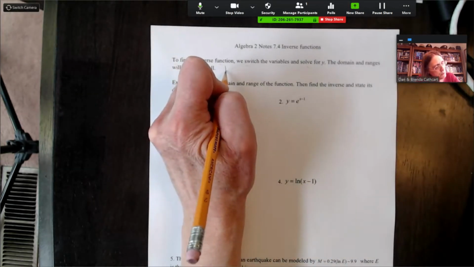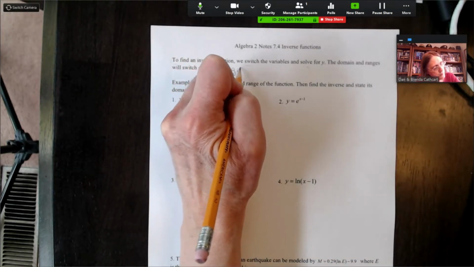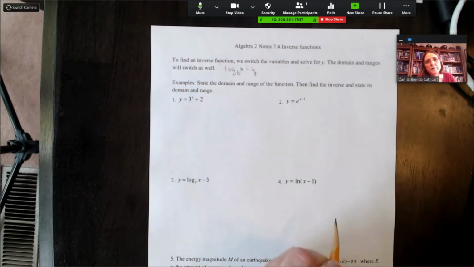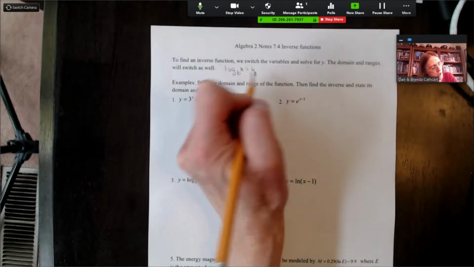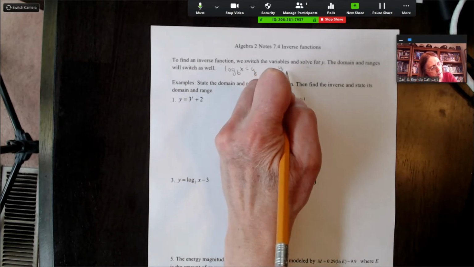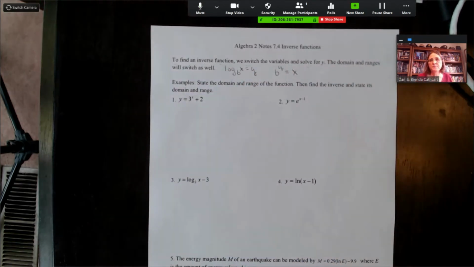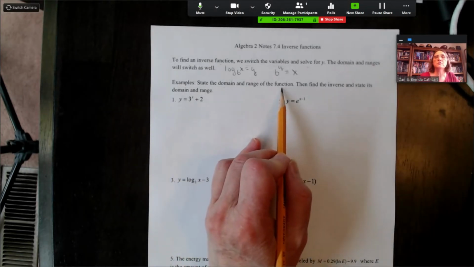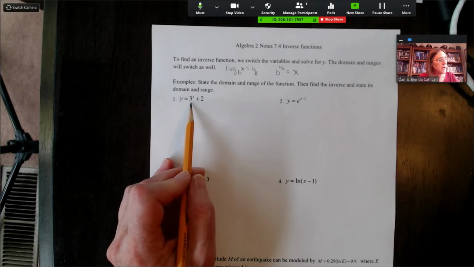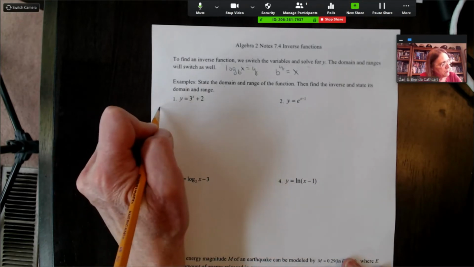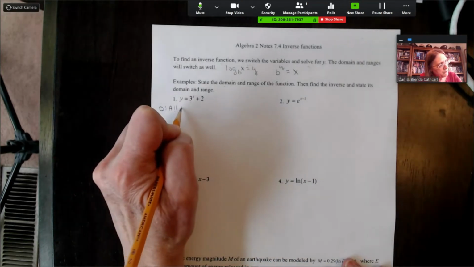We also need to remember that log base b of x equal to y is the same as b to the y equals x. Okay, so let's start with our first example. We first want to start by listing the domain and range of the function given. This is an exponential function. We know that the domain is all real numbers.